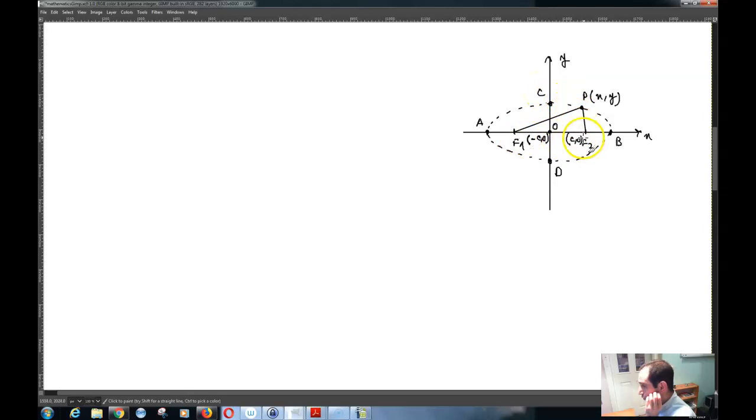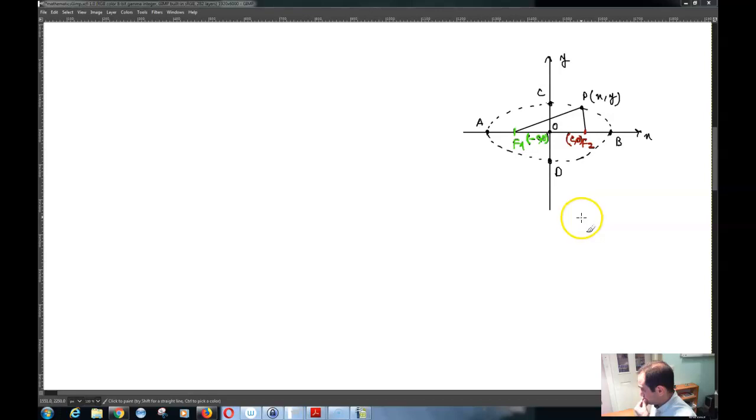And we have already written the coordinates of these two points. Negative c comma 0 is F1, which is this point, and this point over here is F2, which is c comma 0. So these are basically these points over here.